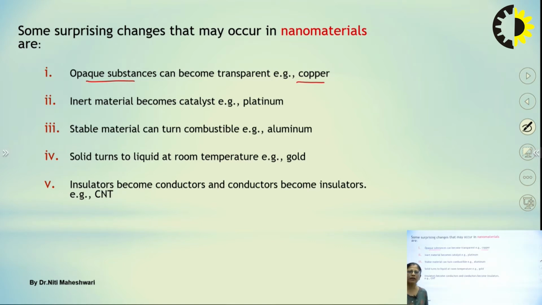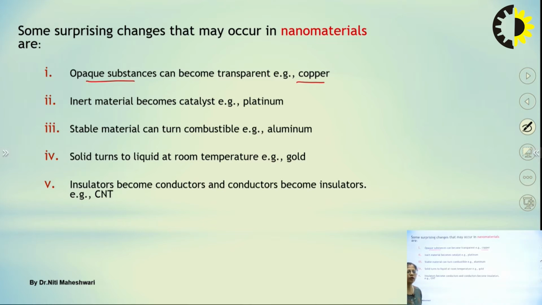When the material is in the bulk form, it is solid and opaque; light cannot pass through it. But when you break it down to a smaller size, it can become transparent. It will allow light to pass through it. Inert materials can become a catalyst, for example, platinum. Stable materials can become combustible, for example, aluminium. Aluminium is highly stable in the bulk form, but when we break it down into the nano size, it becomes combustible. Solid materials can turn into liquid at room temperature, for example, gold.